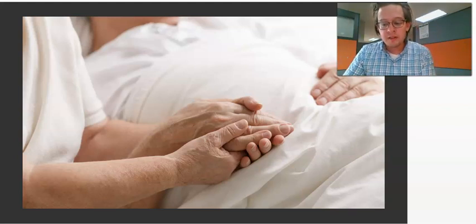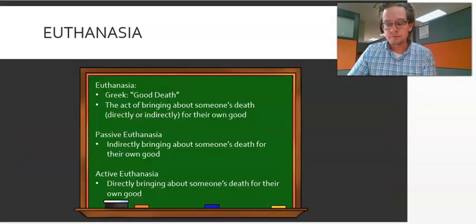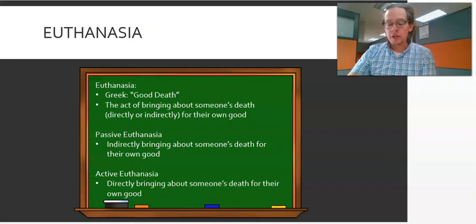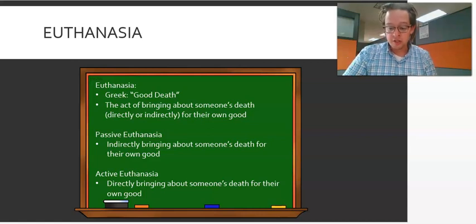Now, both of these stories are instances of euthanasia. Euthanasia literally in ancient Greek means the good death. It's the act of bringing about someone's death, either directly or indirectly, for their own good. Now, the first case that we looked at, the withdrawn treatment case, is an example of passive euthanasia. The second case, the lethal injection, is an example of active euthanasia.